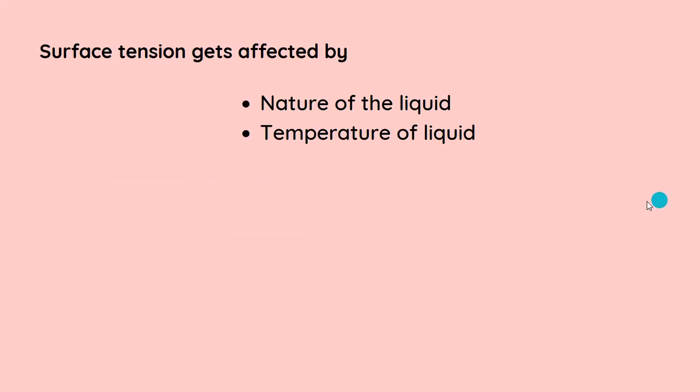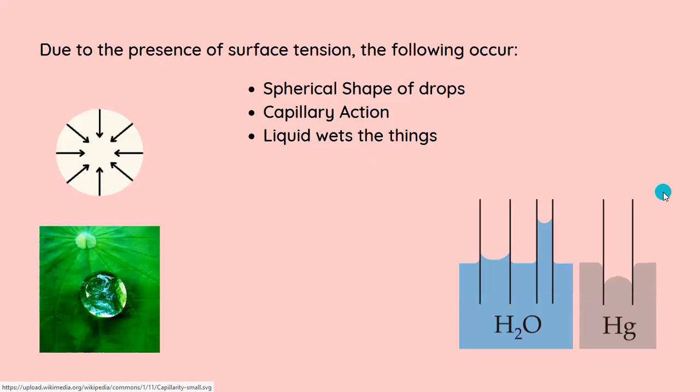There are two factors which affect the surface tension: nature of the liquid and temperature of the liquid. The greater the intermolecular force of attraction for the liquid, the greater its surface tension. On the other hand, when there is an increase in temperature, there's an increase in kinetic energy, and that in turn will lead to a decrease in the surface tension.